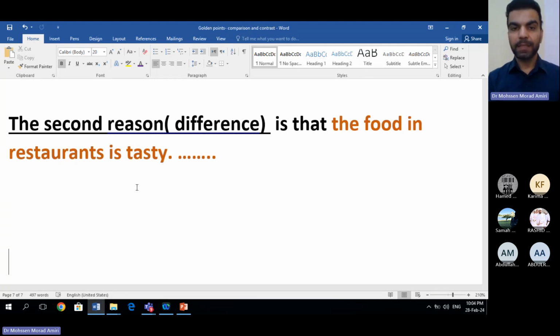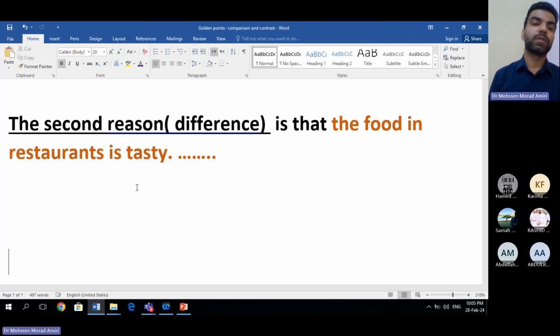Actually, Shabab, in comparison and contrast, mostly we write about the differences. In the IELTS also, we mostly focus on the contrasts, in which parts they are different. Similarity is not that important, but you can write it in your paragraph, and it is okay that you write it. But mostly, the teacher wants to know the differences. The differences are more important.